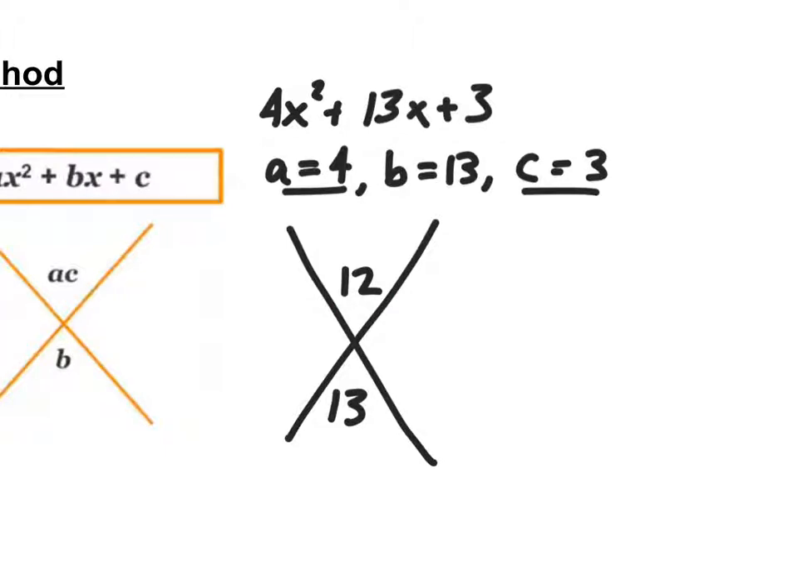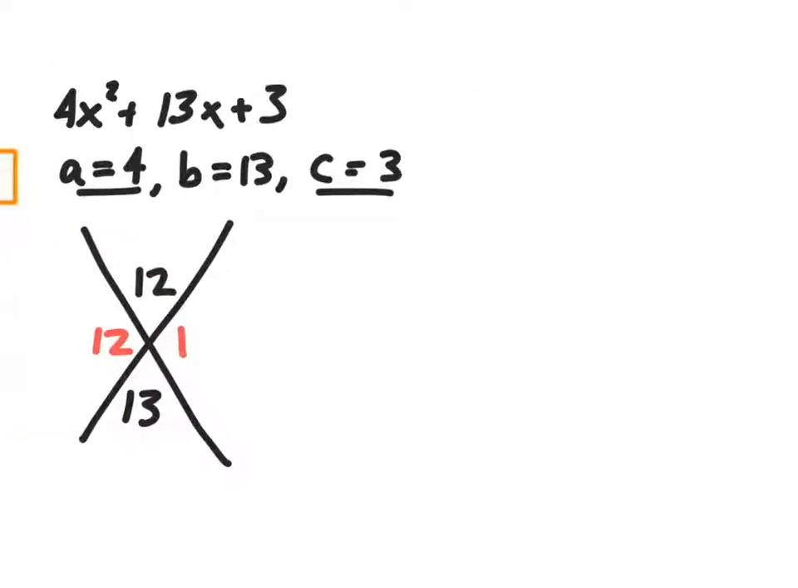So now, if I think about that, 12 and 13, that's just going to give me 12 and 1. So I'm going to rewrite this as 12 and 1. So if I take 12 times 1, I'm going to get 12. But if I take 12 plus 1, I get 13. So now what I'm going to do is I'm going to split the middle term.